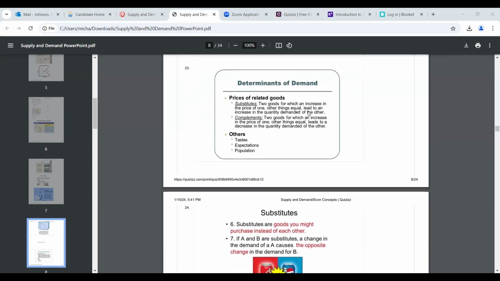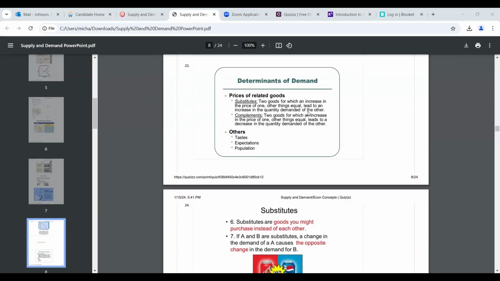So determinants of demand, prices of related goods. Substitutes are two goods for which an increase in the price of one, other things equal, leads to an increase in the quantity demanded of the other. So substitutes, Coca-Cola and Pepsi are substitutes. So if the price of Coca-Cola goes up, people will shift their quantity demanded to Pepsi because they're very similar products. So they would be considered substitutes.